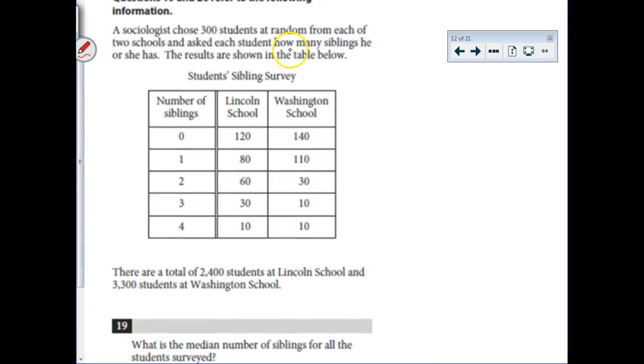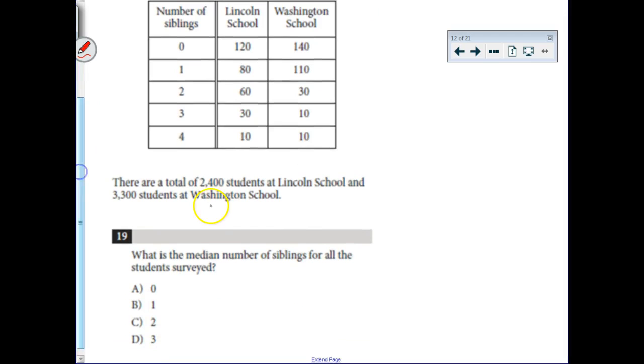We have 300 students chosen at random from 2 schools, and they were asked how many siblings they have. The table shows the results. There's 2,400 students from Lincoln and 3,300 students from Washington. What is the median number of siblings for all the students surveyed? Ooh. That's not so fun. Okay.